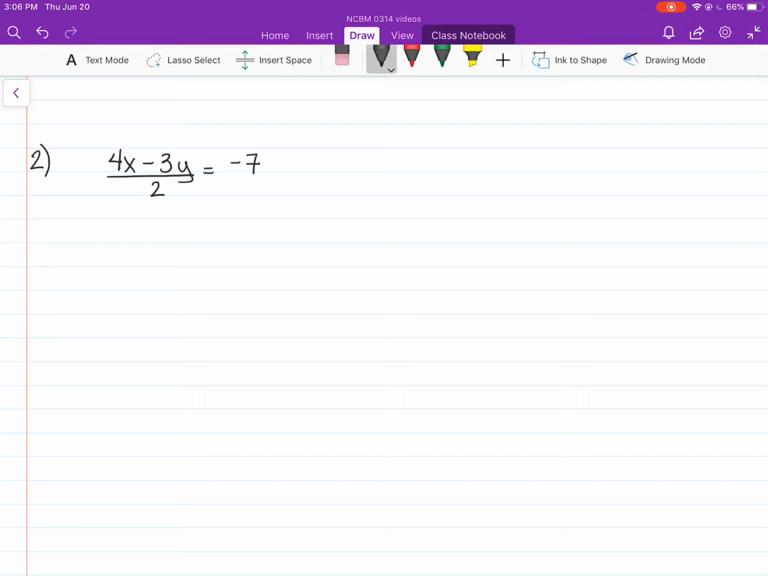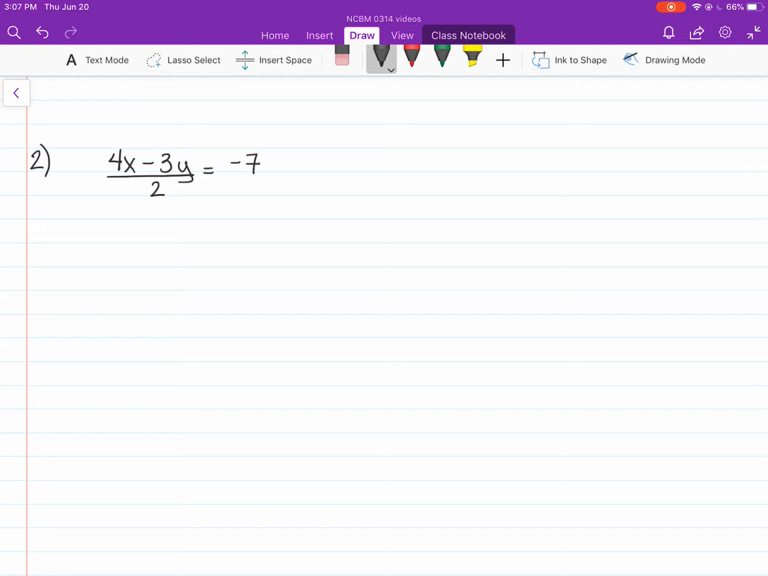Okay, so for our next example of solving for y, we have (4x minus 3y) divided all over 2 equal to negative 7. So the first thing we really want to do for this problem is we really don't like that over 2. I mean, that's just craziness. Who likes a fraction in a problem like this?